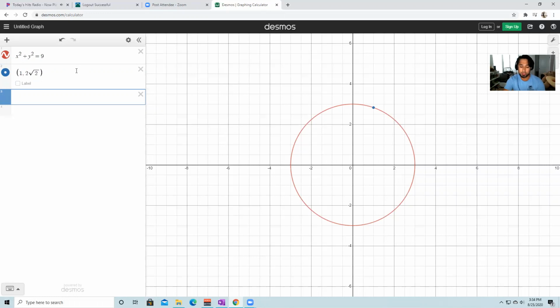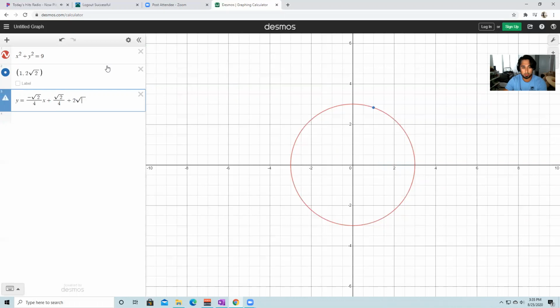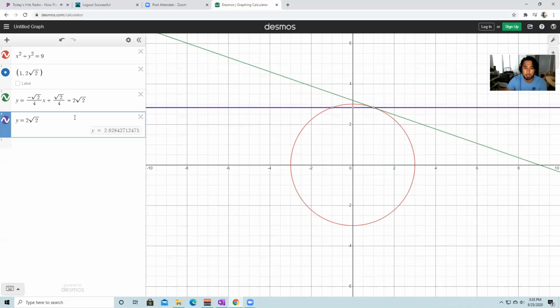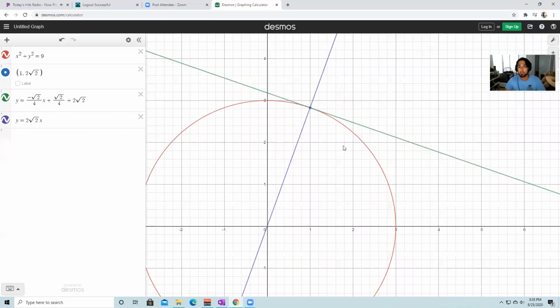And then I'm going to type in the equation we just found for the tangent line. y equals negative square root 2 over 4 x plus square root 2 over 4 plus 2 square root 2. There it is. We are right on the money. And I think the other line would have just been y equals 2 square root 2 x. There we go. And you see that they are perpendicular.